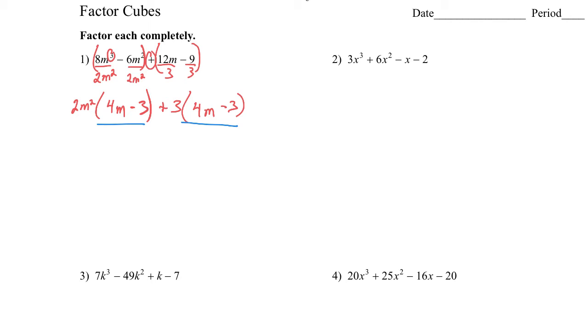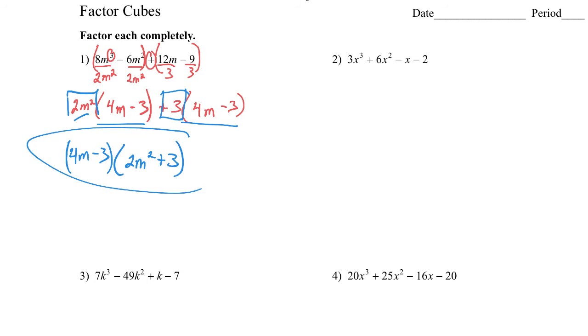And you just basically factor this out. So you write the common group, and then the other factor is the other two pieces. So that 2m squared and then the plus 3. So 2m squared plus 3. There's your two factors. Now you're done.